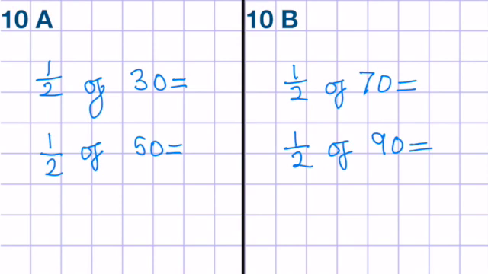Okay, could you please write the half of each of these numbers? If you know them by heart, that's great. If not, you'll have to divide them by 2. Press pause. So half of 30 is 15. Half of 50 is 25. Half of 70 is 35. And half of 90 is 45.